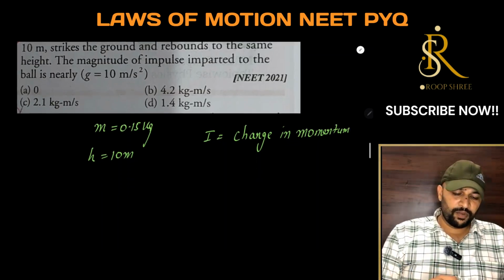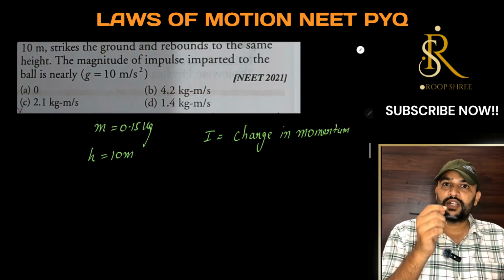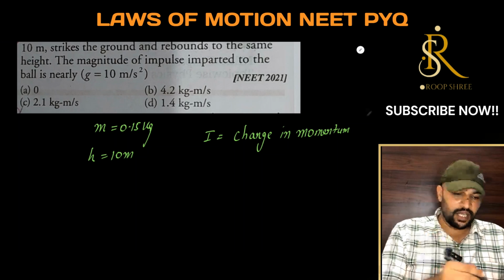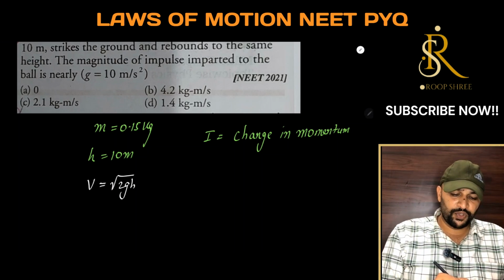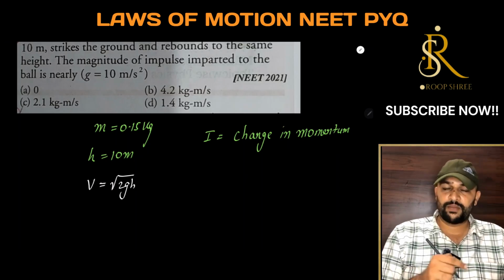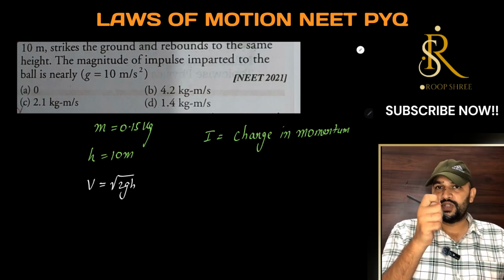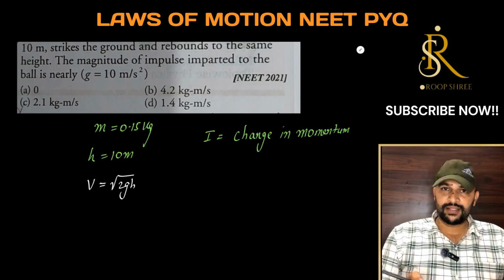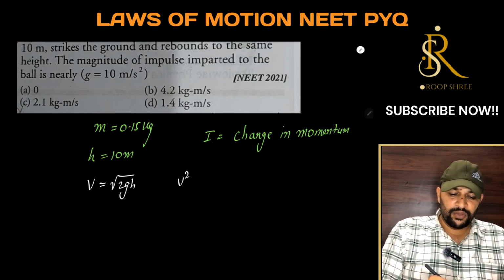Clear? So change in momentum means first we have to find the velocity with which it is striking the ground. We already know the velocity with which it strikes the ground is root 2gh. In case you don't know, you can use the equation of motion and you will get the same thing. You can use v square minus u square equal to 2as.